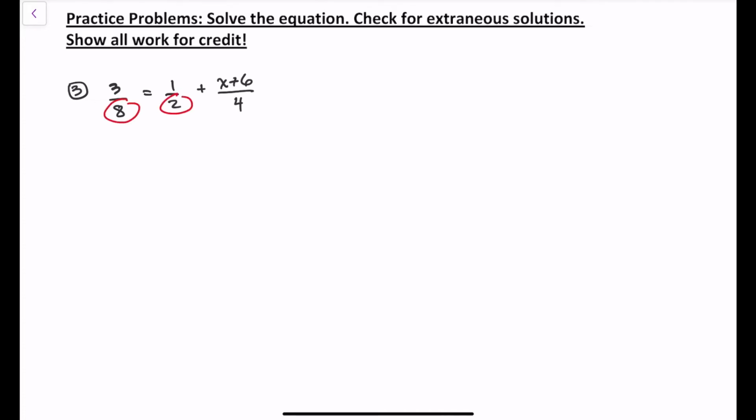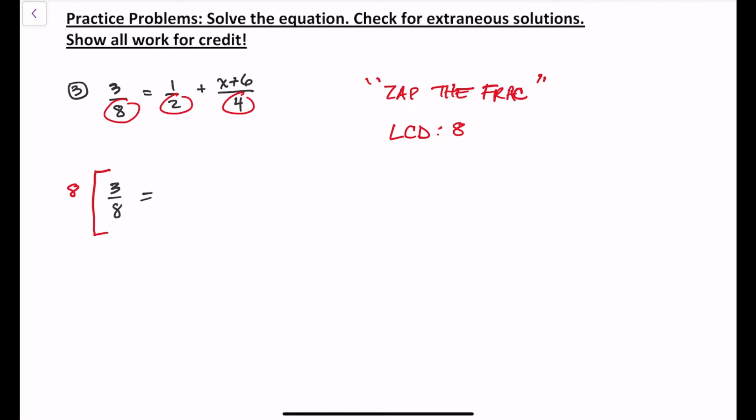On to number 3. Okay, this one's a little different because I have 3 different denominators. So for this one, I'm going to do what we call zap the frac. So I want to zap the fraction. And the way I do that is I identify the least common denominator, which is 8. And then I'm going to multiply 8 times all of the terms in the equation on both sides of the equal sign. So we're going to distribute that 8 to all 3 terms.